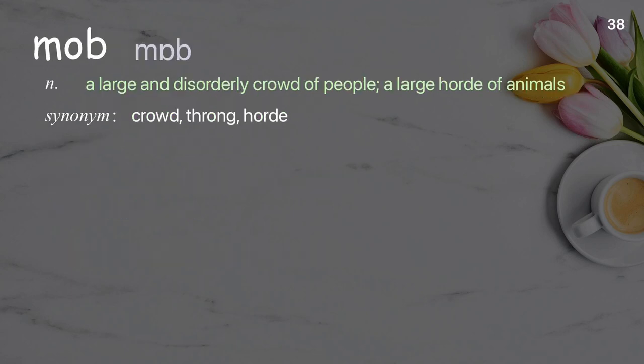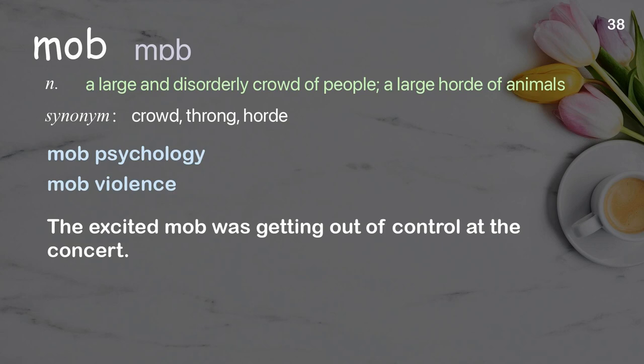Mob: a large and disorderly crowd of people, a large horde of animals. Examples: mob psychology. Mob violence. The excited mob was getting out of control at the concert.